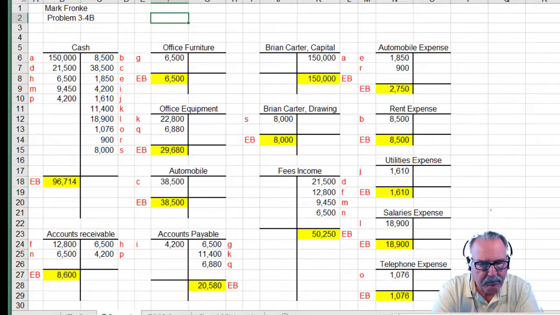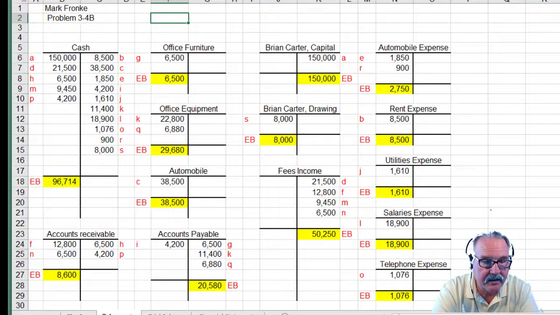Okay, so I have balanced out each one of the T accounts and have highlighted the ending balance in yellow so that it's easier for you to see this. It'd be a really good idea for you to balance out all your T accounts so that you have those numbers, and hopefully you can get the math right.